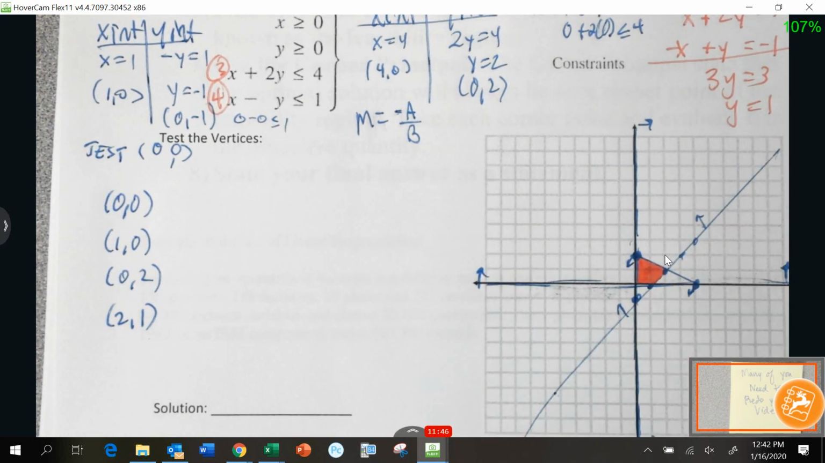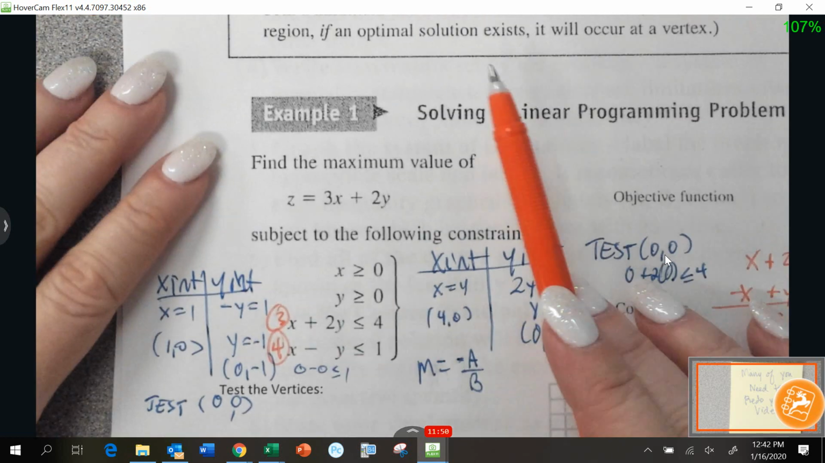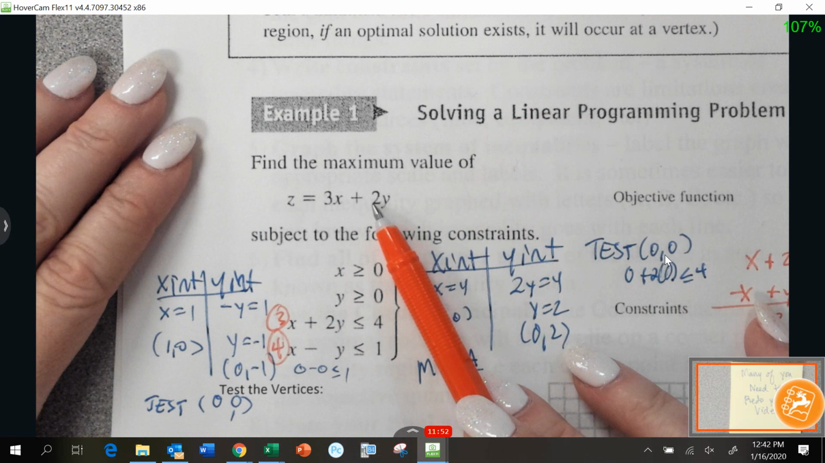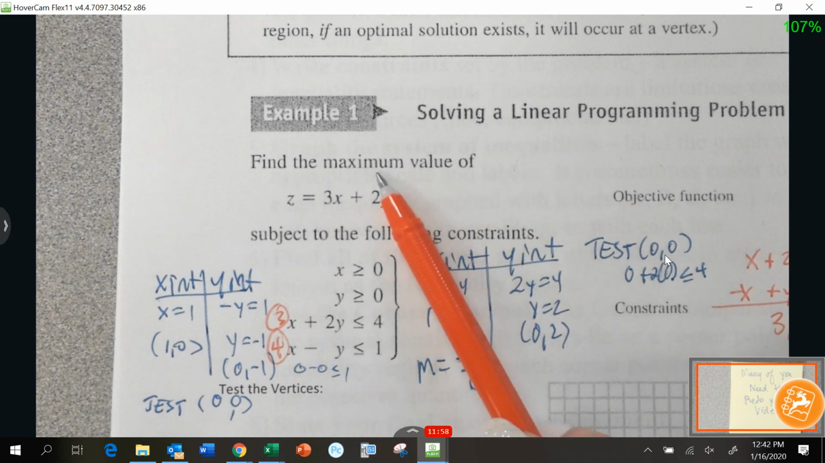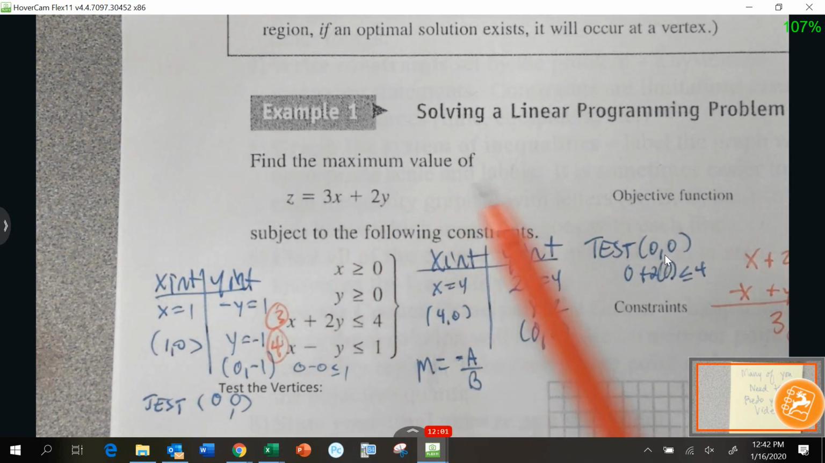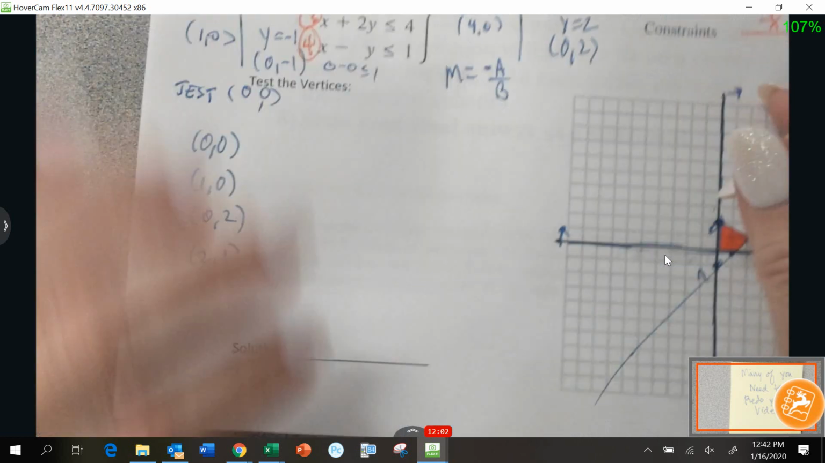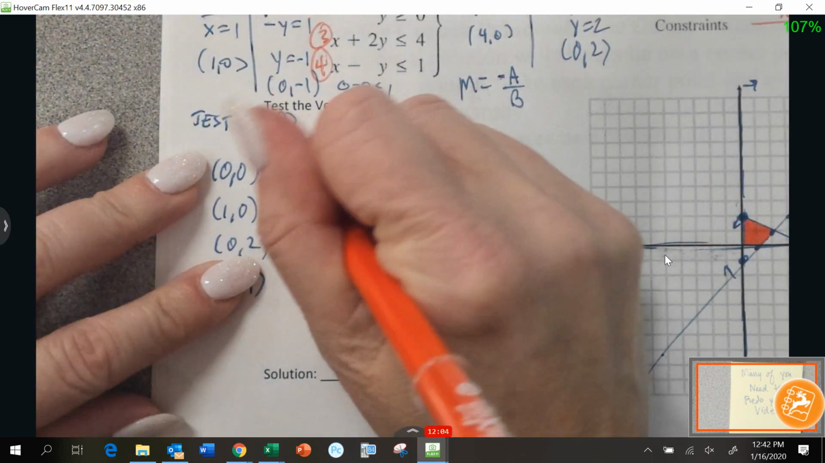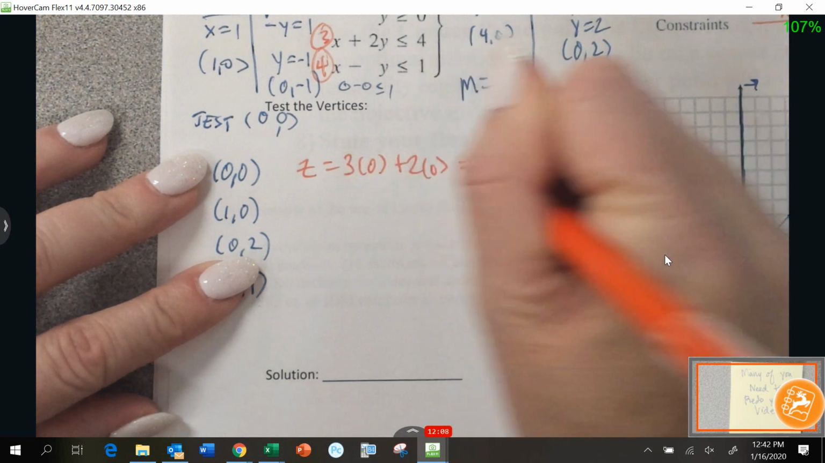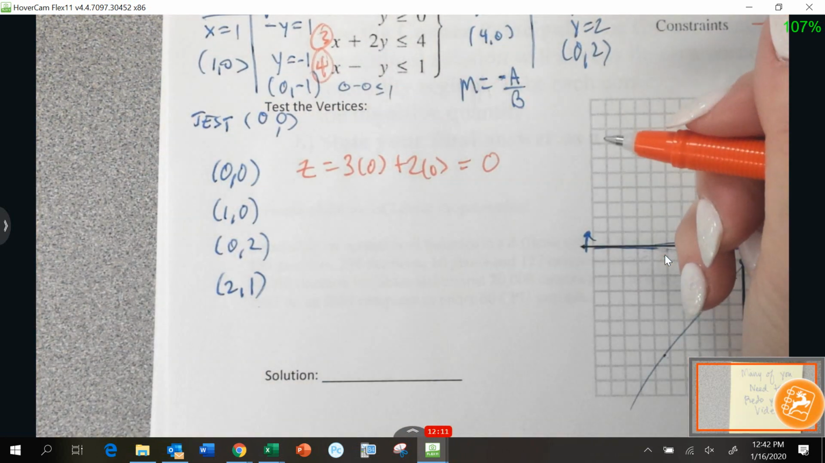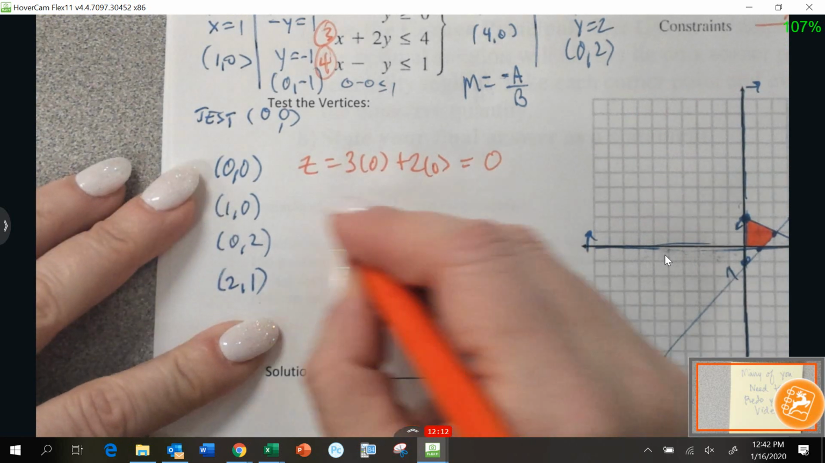I can give you an example where it wouldn't be. But you test it in the objective function. So what we're doing is trying to find out which vertex gives us the maximum value for z when we plug in x and y. So I'm going to plug in 0, 0. We're going to do z equals 3 times 0 plus 2 times 0, and you guys get 0, right? We're going to test 1, 0.